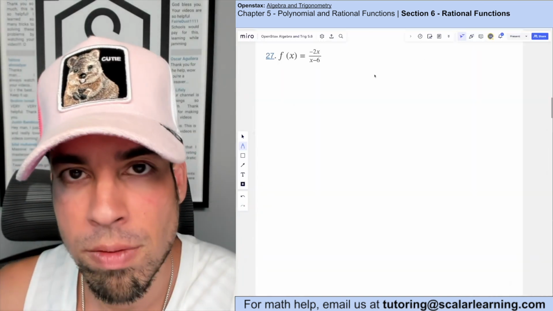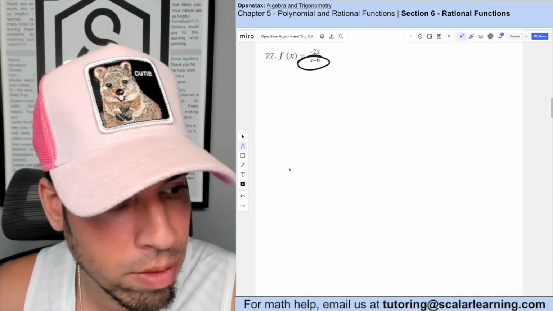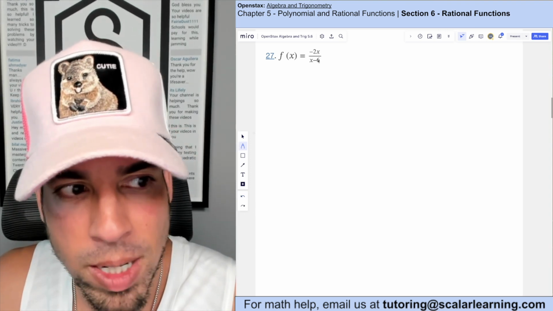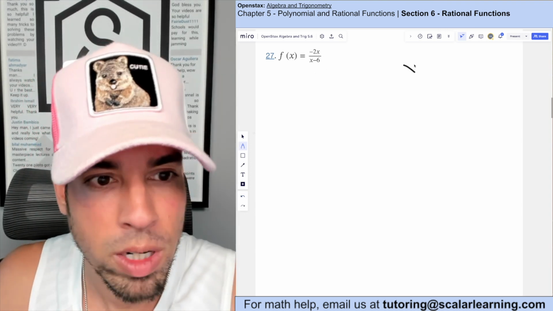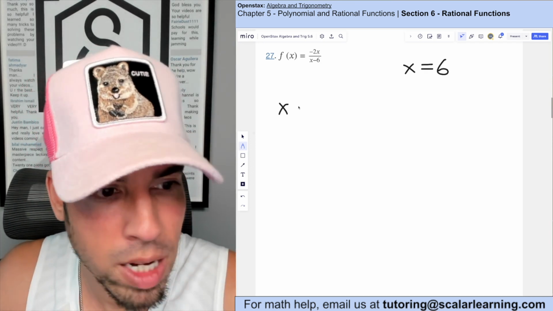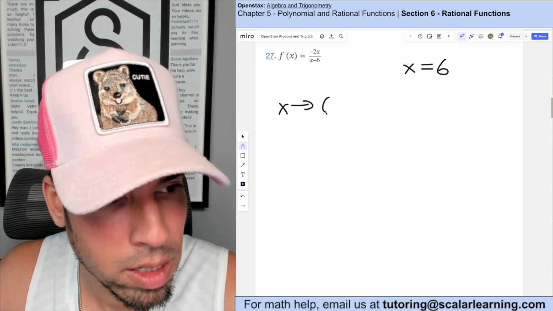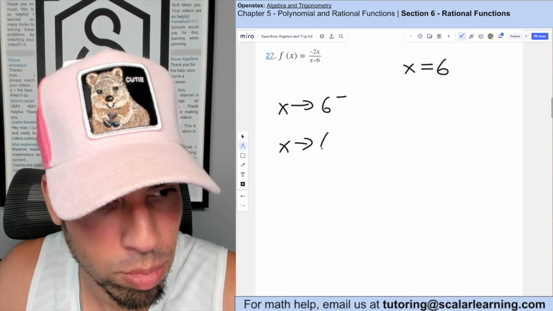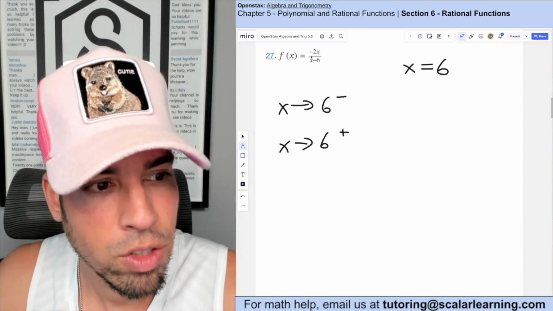So for this one, we're trying to find the local and end behavior. The local behavior is going to occur around wherever our vertical asymptote is. And since we have x minus 6, this thing is going to zero out when x equals 6. So that's the vertical asymptote. So we've got two possibilities, right? What's happening as x approaches 6 from the left, and what's happening as x approaches 6 from the right. So let's flesh that out a little bit.